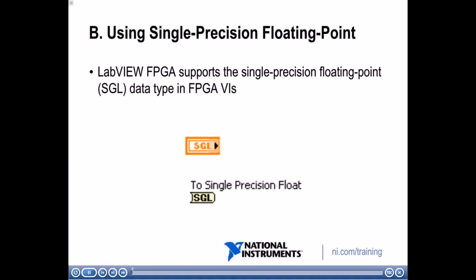In the previous section, we configured the data type, rounding mode, and overflow mode of fixed point functions. By the end of this module, you will be able to use the single precision floating point data type in the FPGA VIs. In this section, we'll talk about using the single precision floating point data type in LabVIEW FPGA VIs. Starting in LabVIEW FPGA 2012, LabVIEW FPGA began supporting the single precision floating point data type in FPGA VIs. As you can see here, there is a single precision floating point control, and there's also a function that you can use to convert data into a single precision floating point.